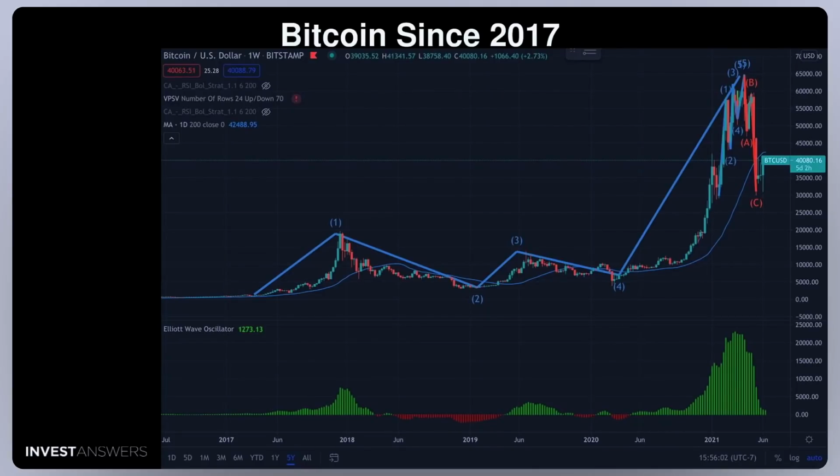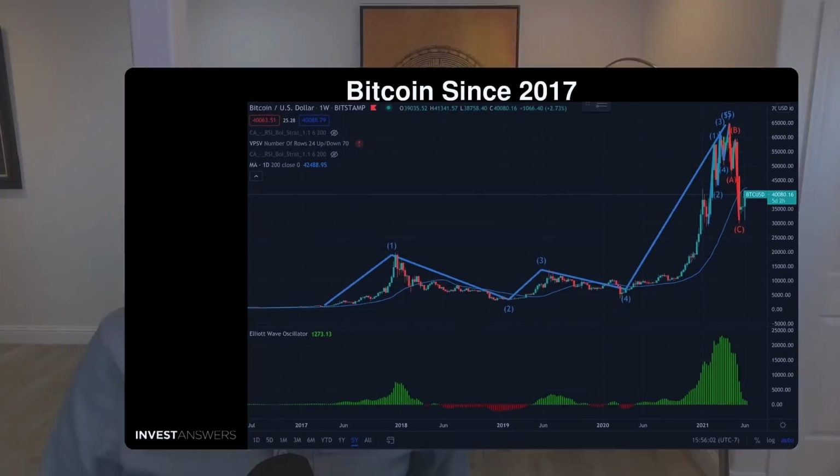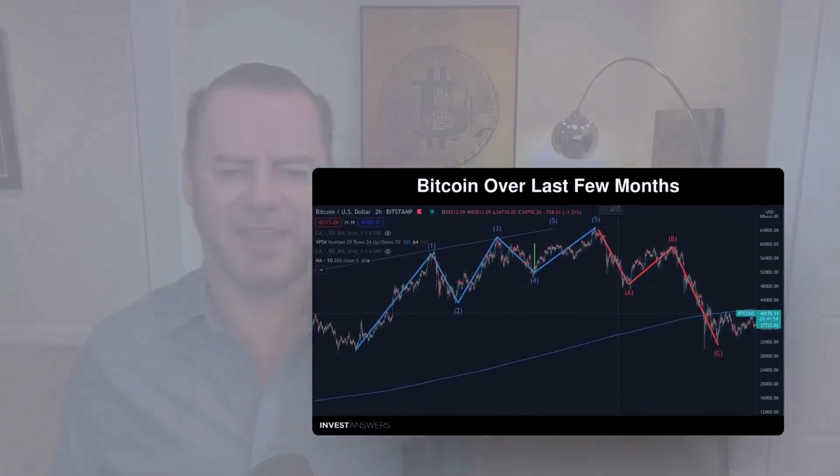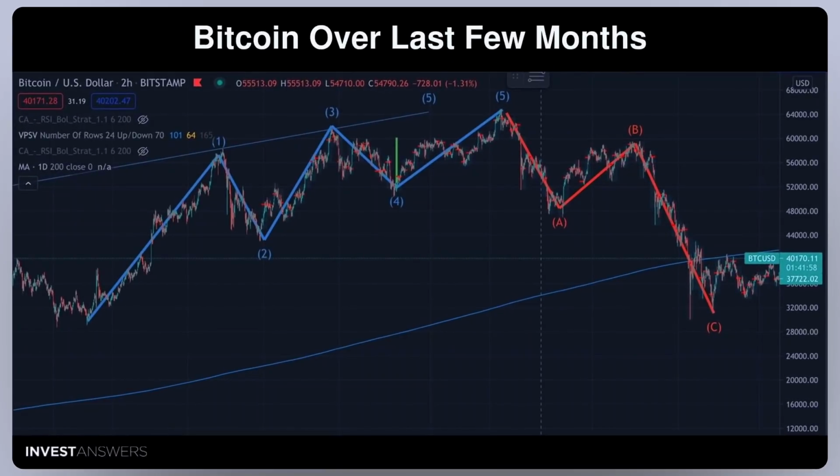So it's a funky looking wave, not the most perfect, but again, it gives you a feel for where we are in the pattern of the cycle of an actual equity. Now let's look at Bitcoin over the last few months.